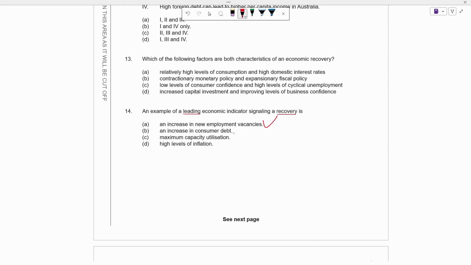B, an increase in consumer debt. This one is incorrect, as this is not a leading indicator. C, maximum capacity utilization. This one is also incorrect, as this would signal that the economy is at a peak. D, high levels of inflation. This one is also incorrect, as this is a lagging indicator and not a leading indicator.